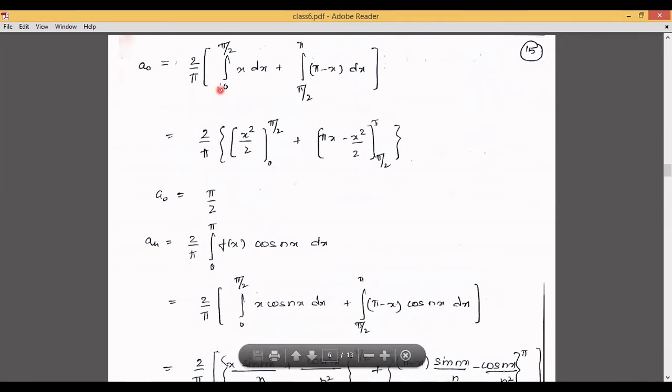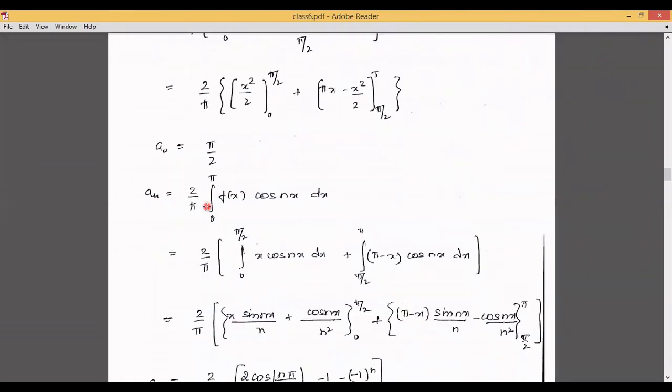From 0 to pi by 2, you have f of x as x, and for pi by 2 to pi, you have f of x as pi minus x. So accordingly, you need to split the integral, and then you need to integrate. The integral of x is x squared by 2, and of pi minus x is pi x minus x squared by 2. After applying the upper limit and lower limit and after simplifying it, you will get pi by 2 finally.